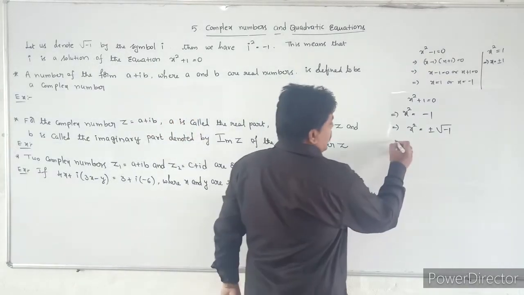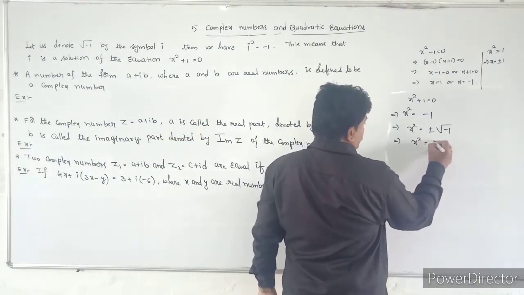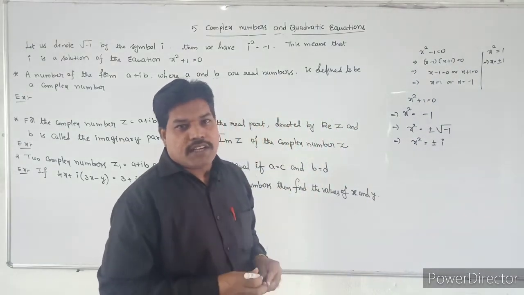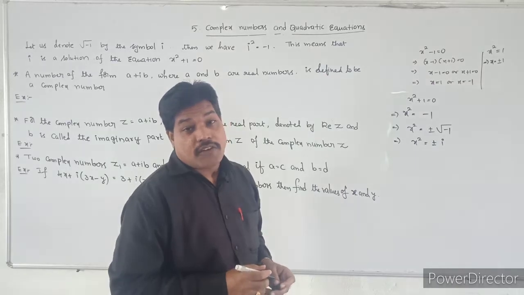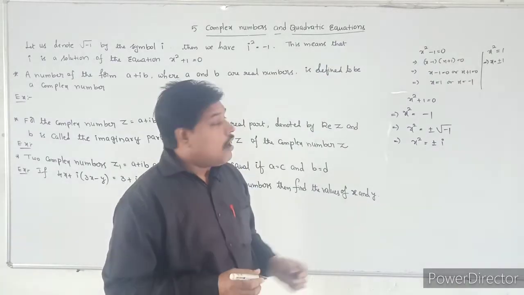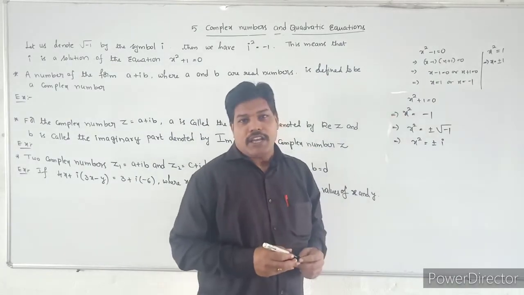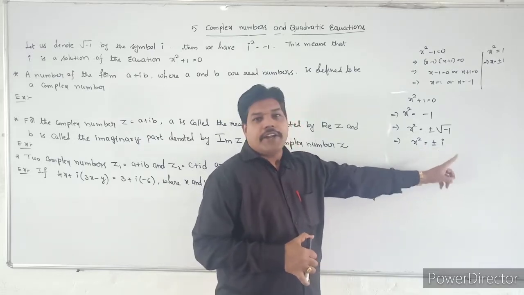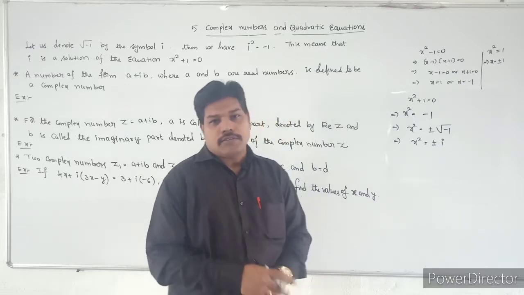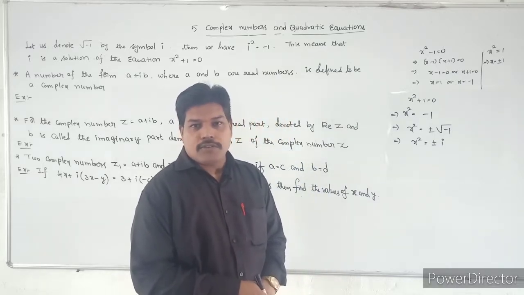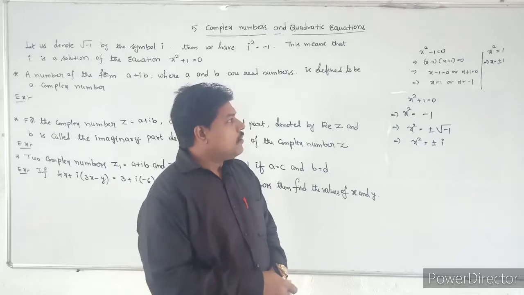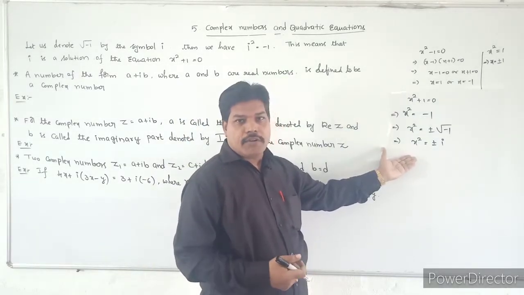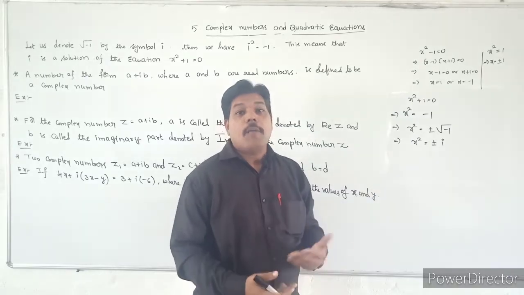That means we get x is equal to plus or minus i. So you have two roots, one is plus i and another one is minus i. Both are roots of this quadratic equation. Do you understand, students? That's why we have introduced complex numbers, because for equations like these we don't have roots directly in the real numbers.